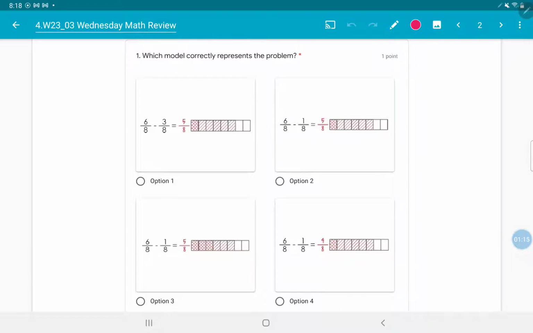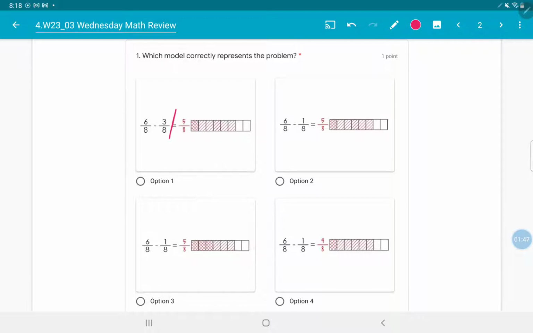We said the denominator's the same. So what do we do with the top numbers? Okay, 6 minus 3 is 3. What about the bottom number? What's the denominator going to be? 8. It stays the same. So 6/8 minus 3/8 is 3/8, not 5/8. So we know option 1 is not correct.